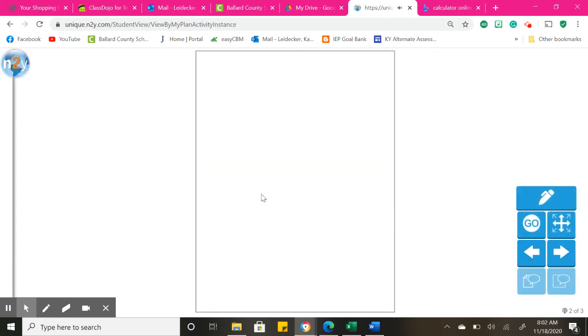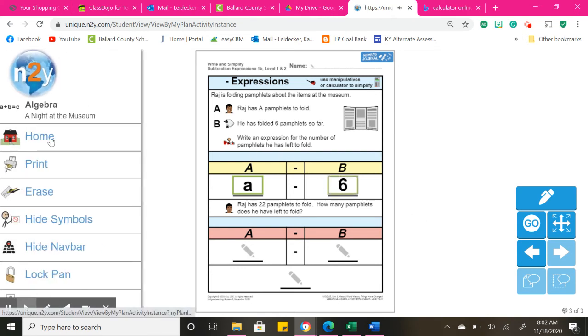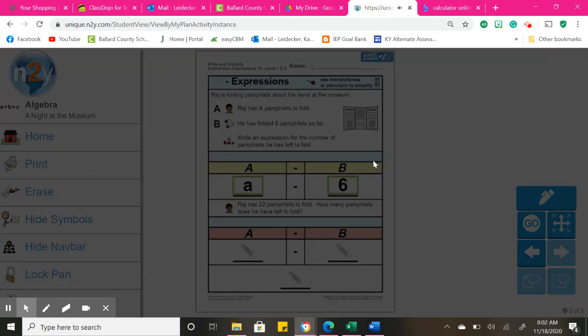All right, I want you to do this next one by yourself. So A is A. B is, he folded 6 pamphlets so far, so we know B is 6. And then you complete the rest. There's more. I am done.